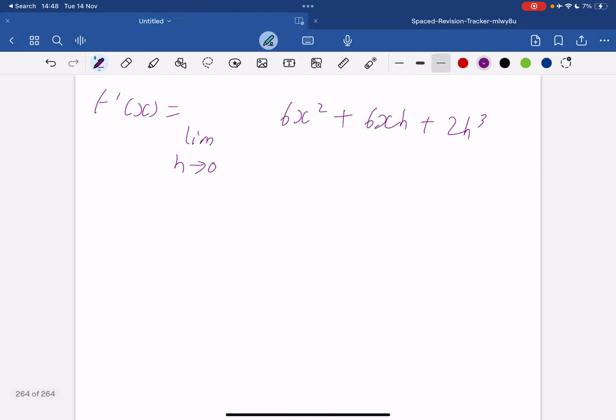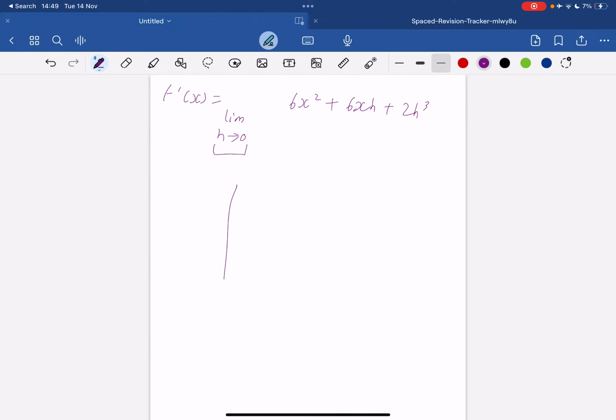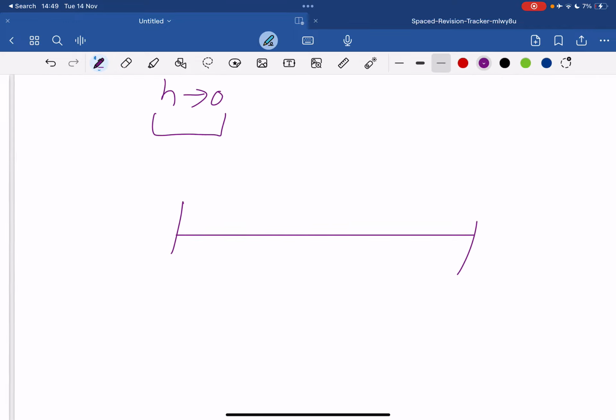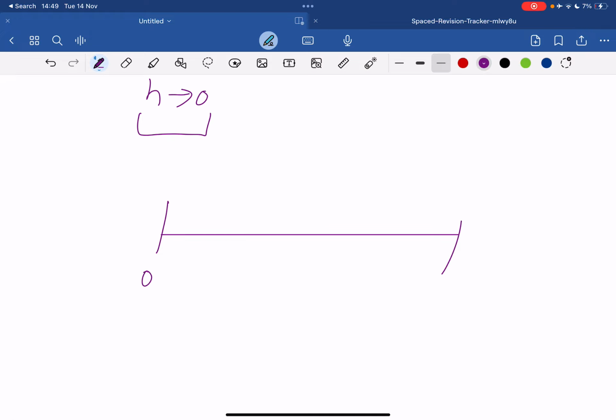Now the final step is, we have said that the limit as h approaches 0. So think of it like this. h is going towards 0. It's getting smaller and smaller and smaller. So imagine this, a number line. h is a really small value. So this is 0. This is whatever number, I don't care. h is somewhere here. It's really, really tiny. That's the point of h. Really, really tiny.